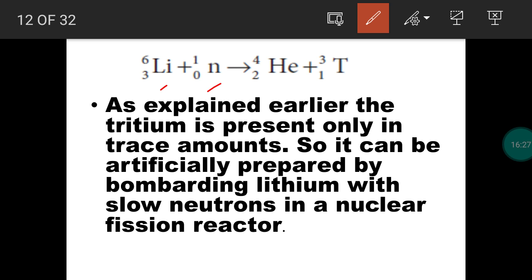So nuclear reaction will be taking place. Nuclear reaction is nothing but reactions mainly due to the particles present in the nucleus. When you take ordinary chemical reaction, reactions are mainly taking place because of electrons. Nuclear reaction means it is taking place because of the particles present inside the nucleus. So when neutron is attacking the lithium, it liberates alpha particle with the formation of radioactive hydrogen called tritium.